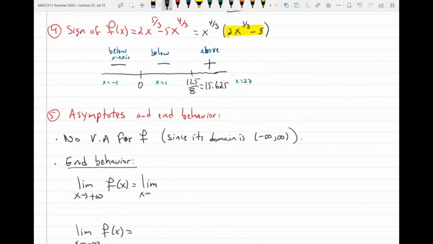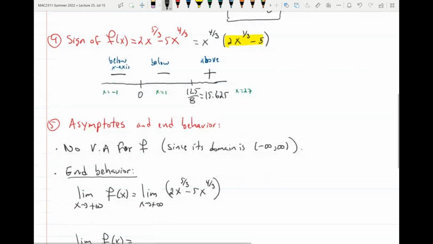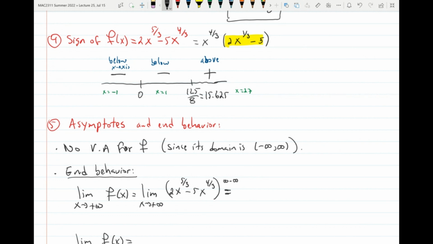So the limit as x approaches positive infinity of 2x^(5/3) minus 5x^(4/3). Okay, so this is an infinity minus infinity situation, right? But we can easily solve this. That would be an indeterminate form, right? Infinity minus infinity. But one of the ways to deal with this is to actually factor. And we already know the factoring, right? We have done that above.